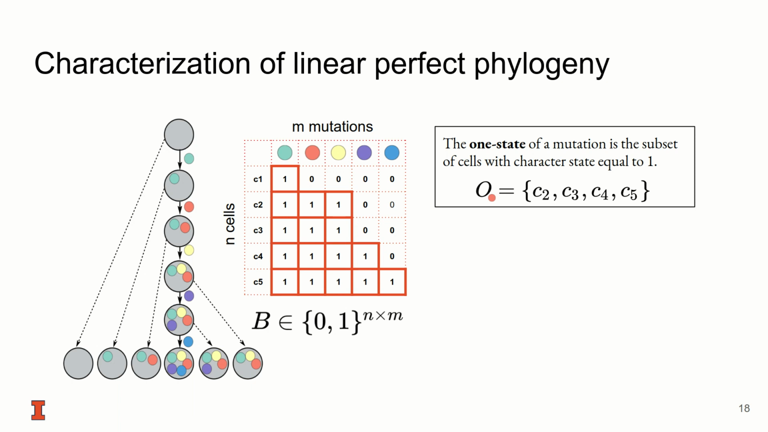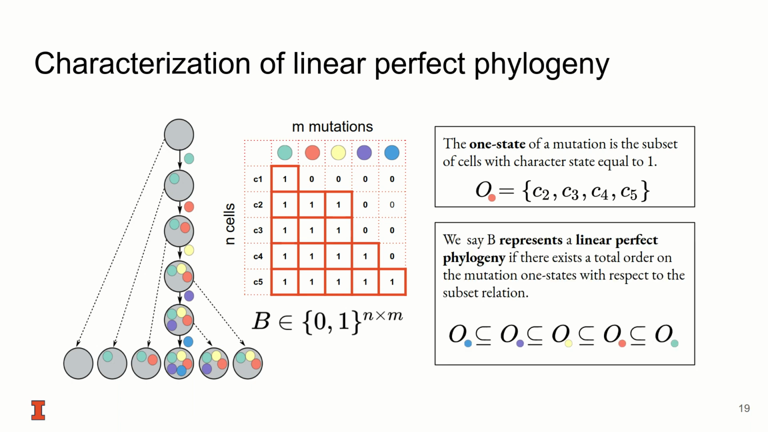And so we can slightly formalize this concept. So we introduce a set called the one state of a mutation, which contains all the cells that harbor that mutation. So for example, the one state of the red mutation in this example would include cells 2 through 5. Then we could say that B represents a linear perfect phylogeny if there exists a total order of the mutation 1 states. And this basically allows us to formalize this staircase property of linear perfect phylogenies.